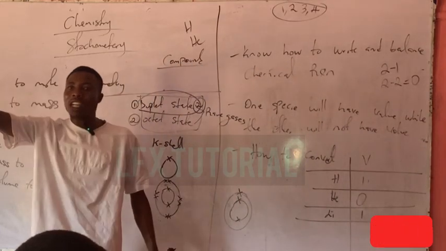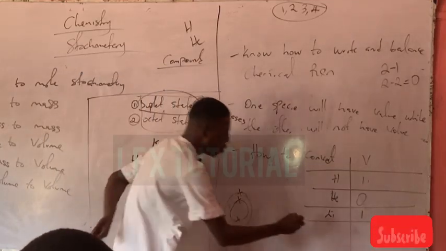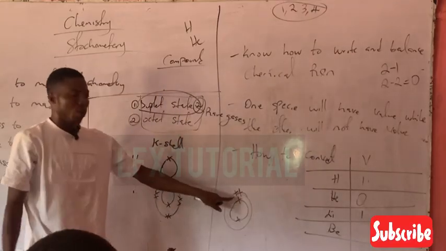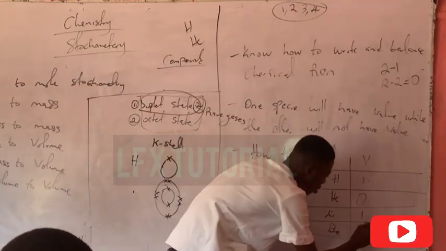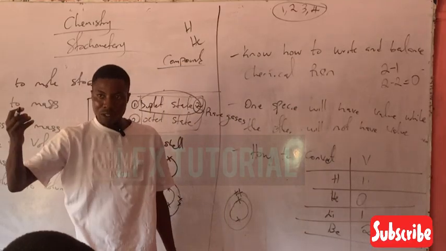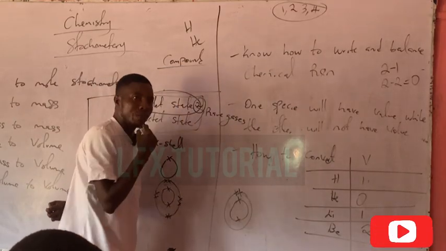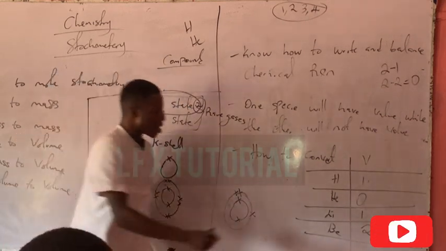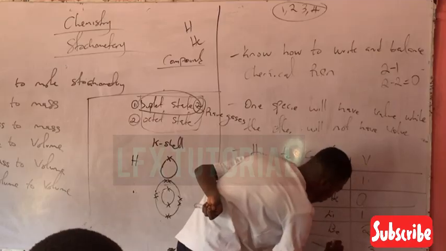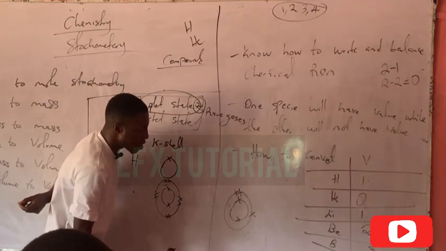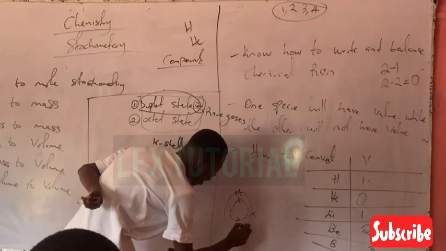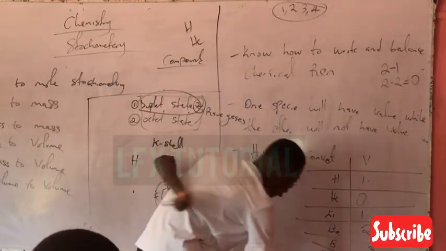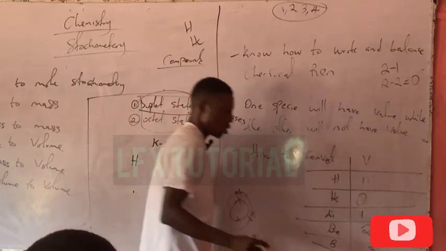Now, the next one after lithium, what do you have next? Beryllium. Be. How many did you see at the outermost shell? 2. What is their valency? 2. Did you see it now? Now, the next one is what? After beryllium, boron. So, now, how many electrons at the outermost shell? So, what is now the valency? 3. Now, after boron, what do you have next? Carbon. So, how many electrons at the outermost shell? 4, because they are what? Valency. Do you understand now?